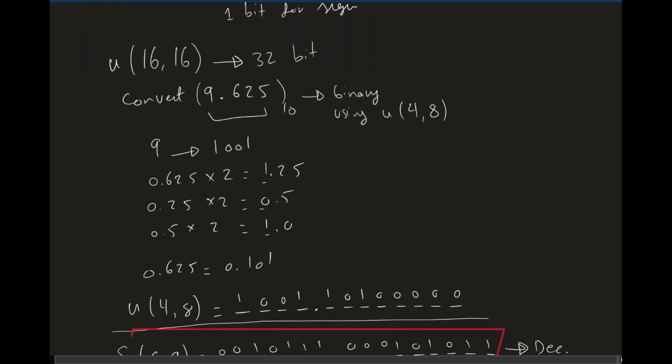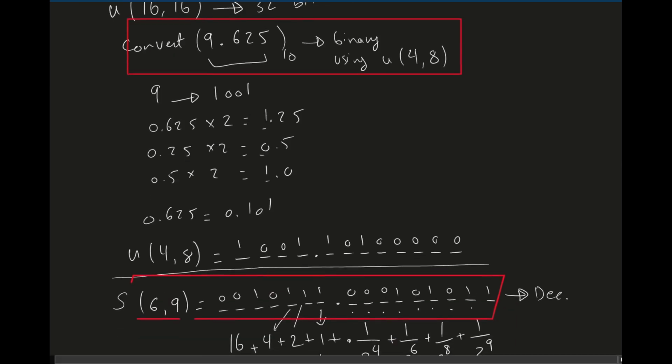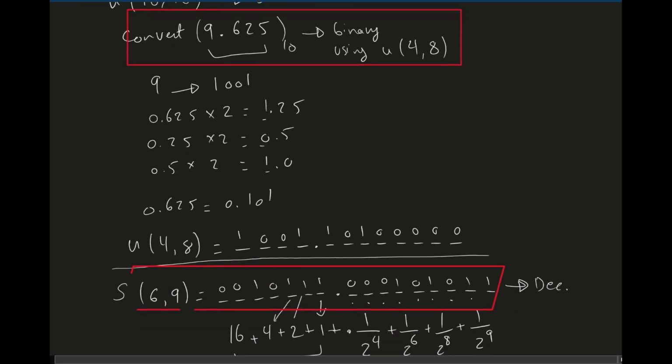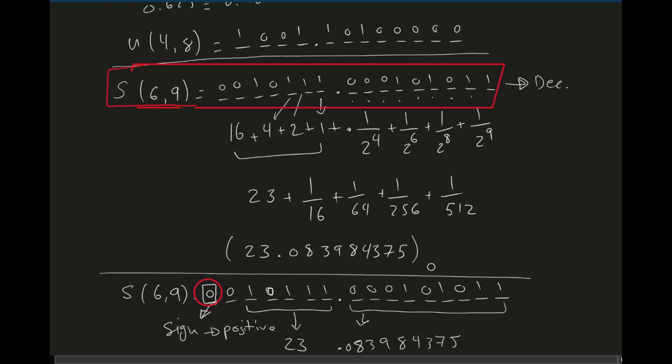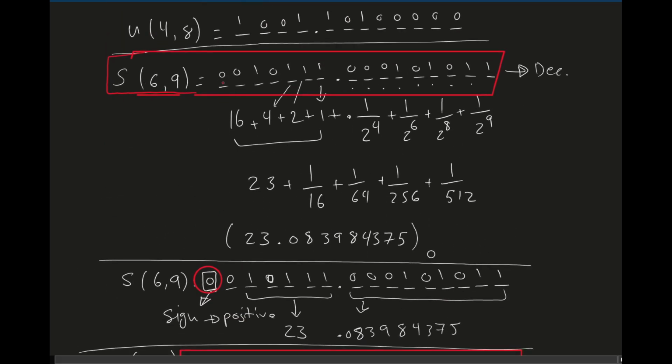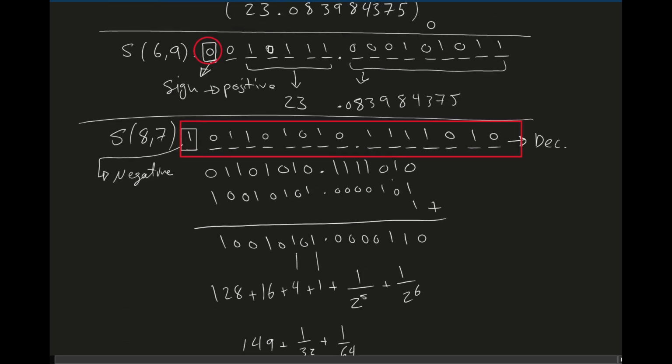And then we did an example where we wanted to convert 9.625 from base 10 to unsigned 4,8 unsigned fixed point representation. And then we did another example where we had a signed representation. Actually, it was the build-up for it. So this was signed, but the sign bit here was 0, so the number had no change. And then we did one where the sign was 1, so we did a conversion from signed 8,7 to decimal.